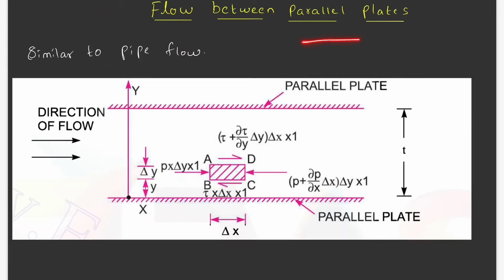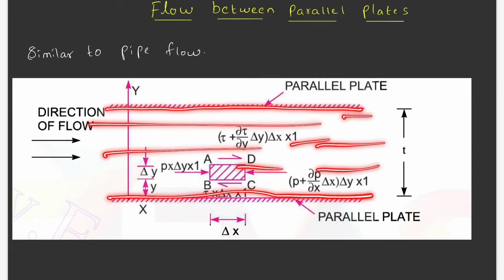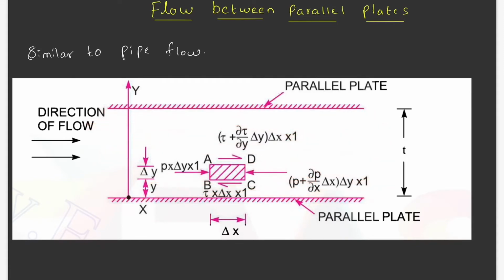In a pipe, flow goes inside and there are pipe walls. Here it's almost identical. You have two plates and between these there will be flow. So almost 90% of the concepts we used there we'll be using again here. Now let's go into the derivation part.